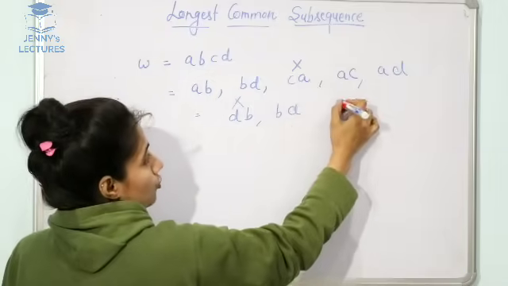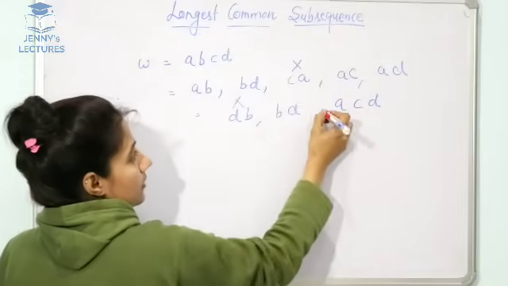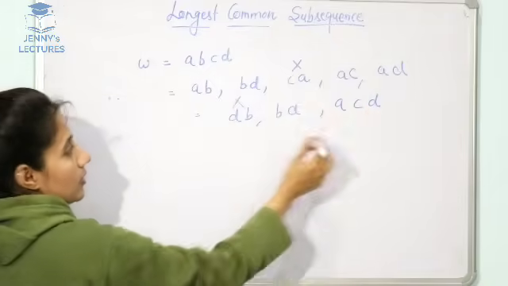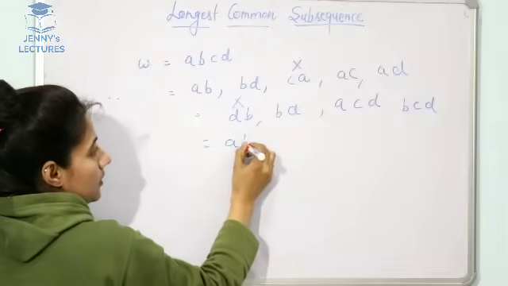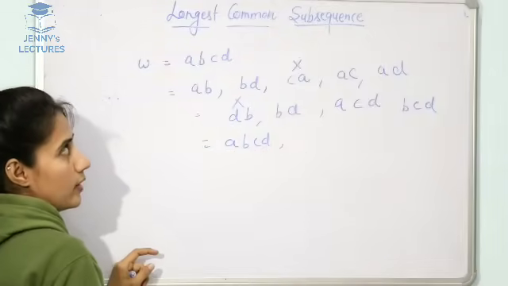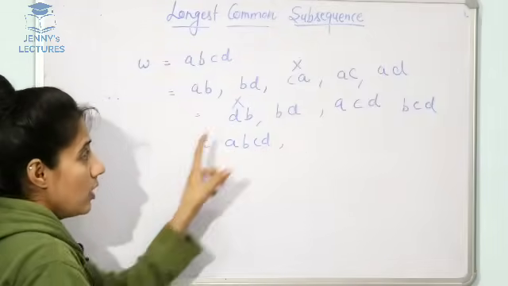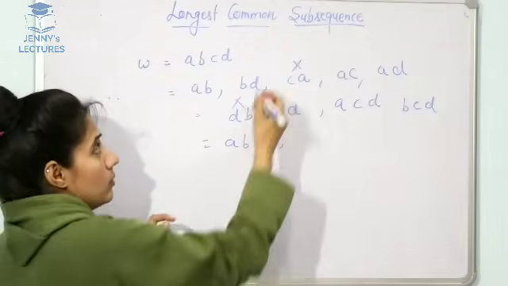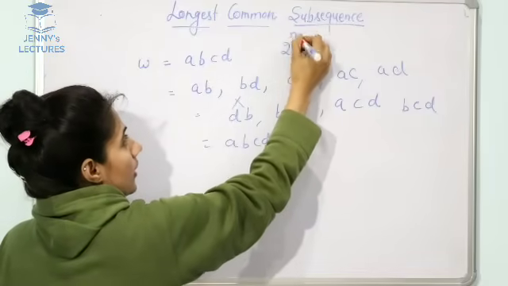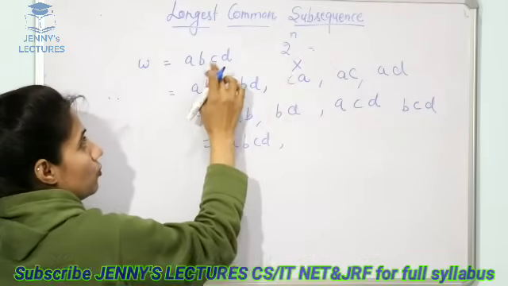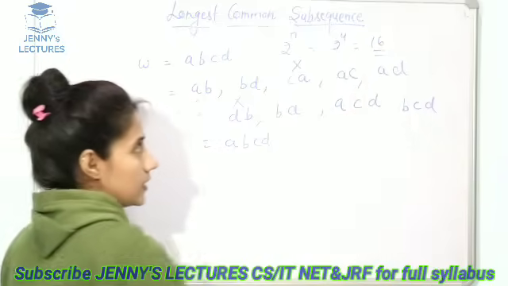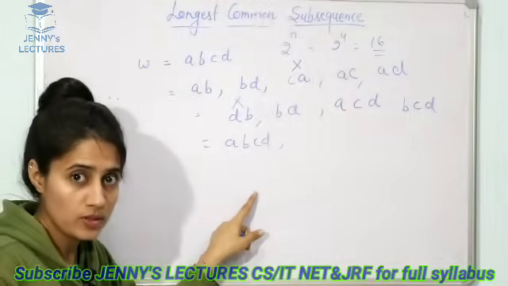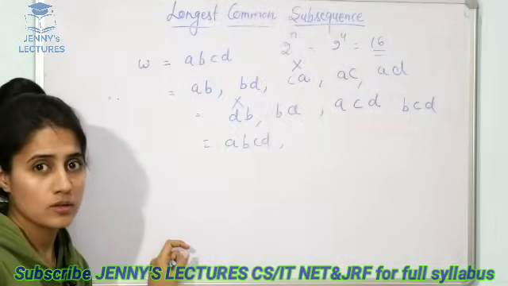Also you can write A, C and D. This is also right. B, C, D is also right. A, B, C, D, obviously this is also right. So how many subsequences are possible? That is 2 raised to power n. N here is 1, 2, 3, 4, so that is 2 raised to power 4, that is 16 subsequences possible from this string.